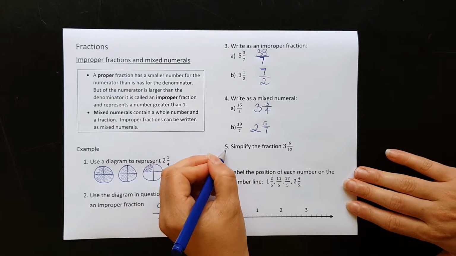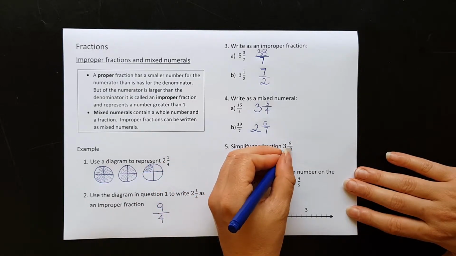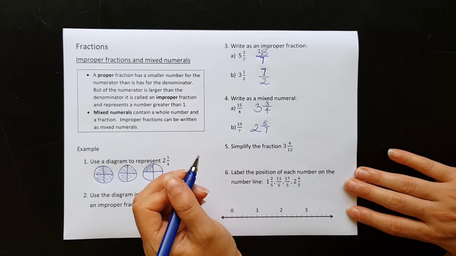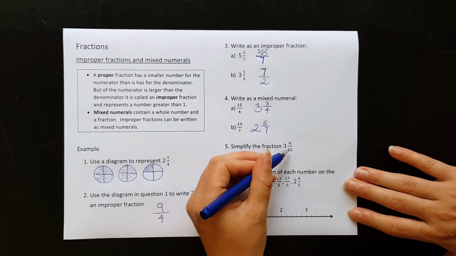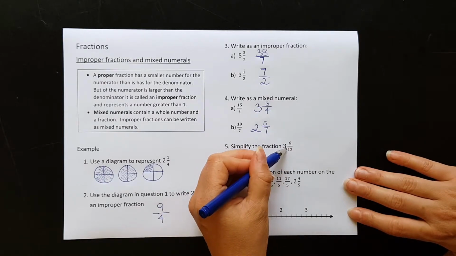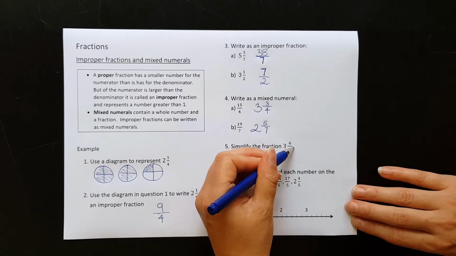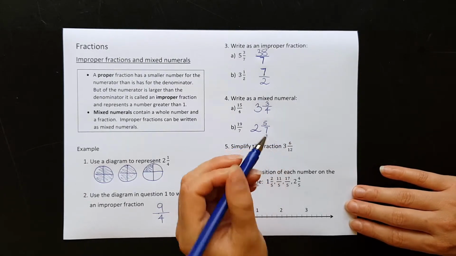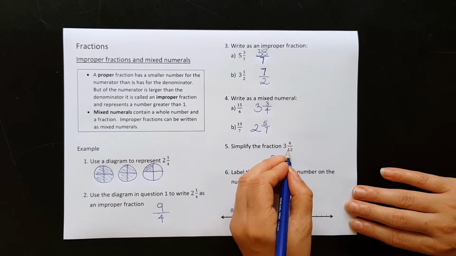Okay, question 5. Simplify the fraction 3 6/12. Last lesson we talked about simplifying fractions. This time we want to simplify it, but we have a mixed numeral here. Now we can leave this big number out the front and we can just simplify the fraction that is after it. So let's leave the 3 there and let's simplify the 6/12.